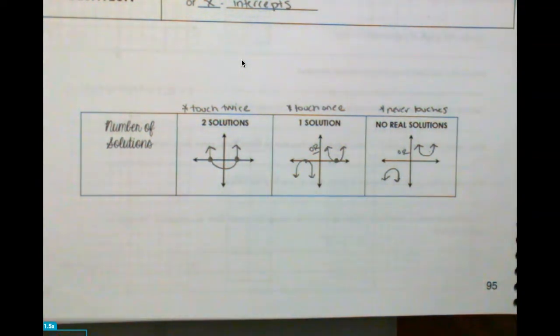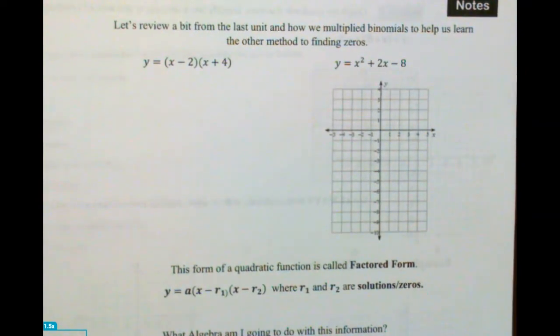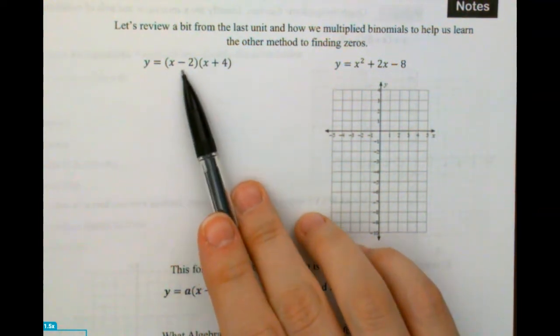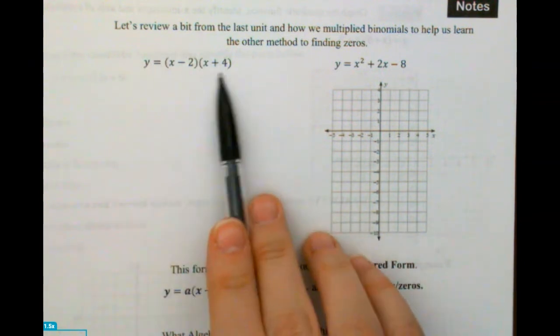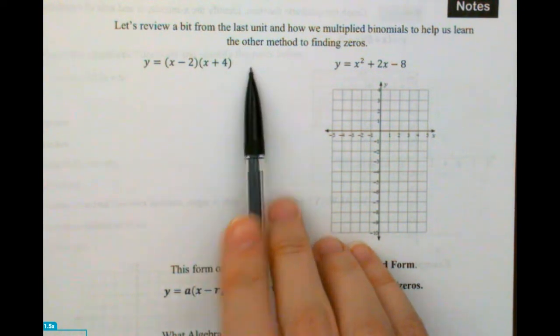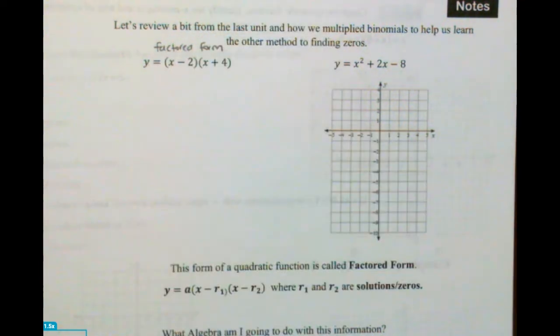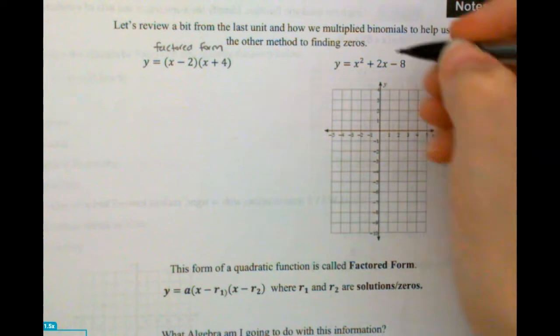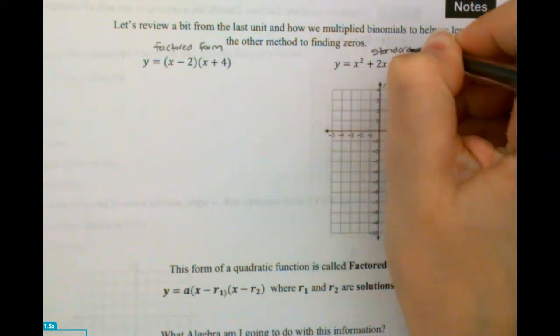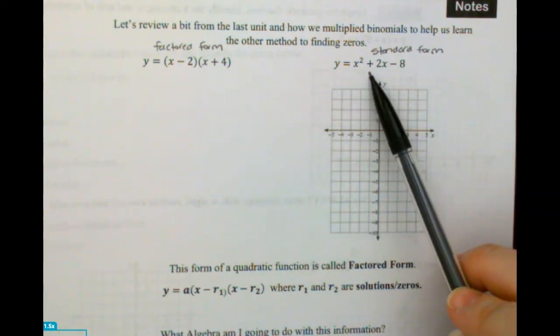Okay. So let's review a little bit in this next part about using binomials to help us with these other forms. I've got these two equations. y equals (x minus 2)(x plus 4). So this one right here is in factored form. Factored form looks like this, where I've got a binomial times a binomial. This one over here, we've already learned, is in standard form. And I'm going to show you that both of these equations are the exact same graph, and I'm going to show you why.